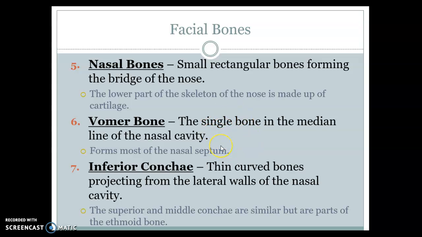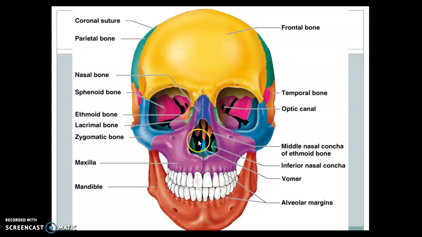Vomer goes right through the center of that nasal opening, and when you look at a skull, you can see a little line that comes down the middle of it. That's called the vomer. And then the inferior conch, those are thin bones that kind of wave. They kind of come out of the vomer, and I'll show you in a picture here in a second. And those are just coming off and also allow air to flow back and forth through your nasal cavity.